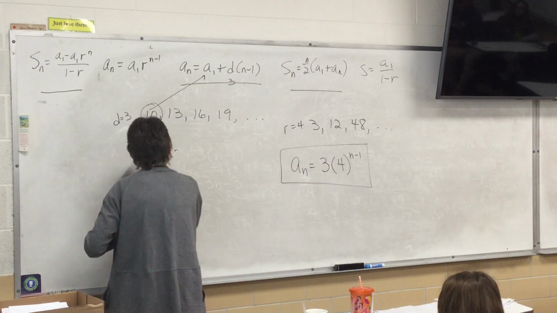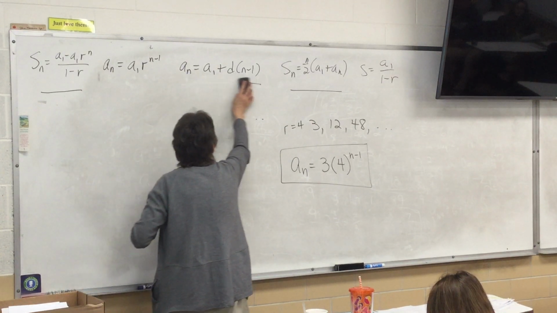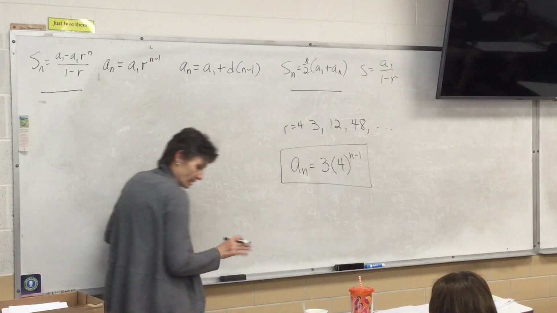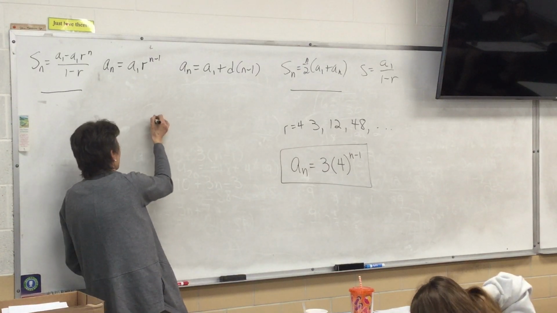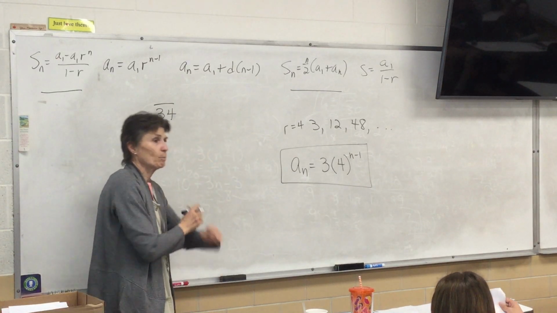And then finally, we have our last problem, which is the last thing we just talked about. Our decimal, is that line over both numbers? Yes. So it's 0.34.